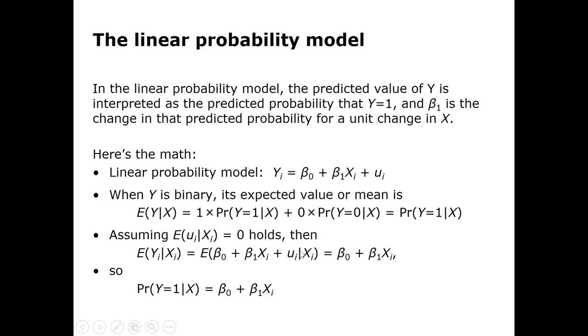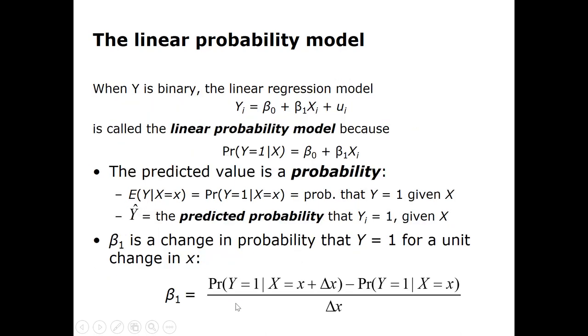Well, this whole mathy part boils down to this conclusion that the probability of y equal to 1 given x is equal to beta 0 plus beta 1 xi. So this is the regression line model. So this is the probability model as a result. That's why we call it the linear probability model, given this result that we just achieved. Now, the predicted value is just a probability, given again the outcome we have just derived earlier. So y hat, in the context of regression, I should say expected value of y given x, is basically the probability of y taking a value 1 given x.